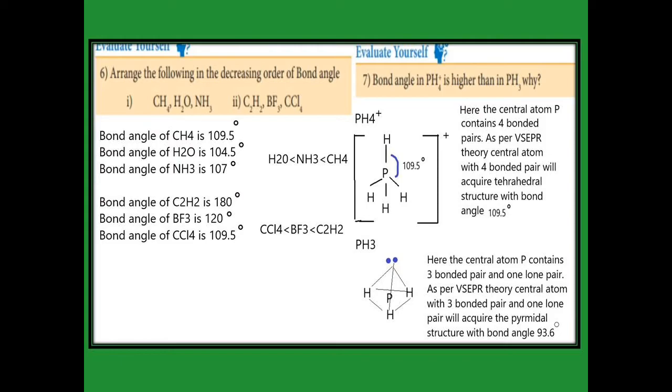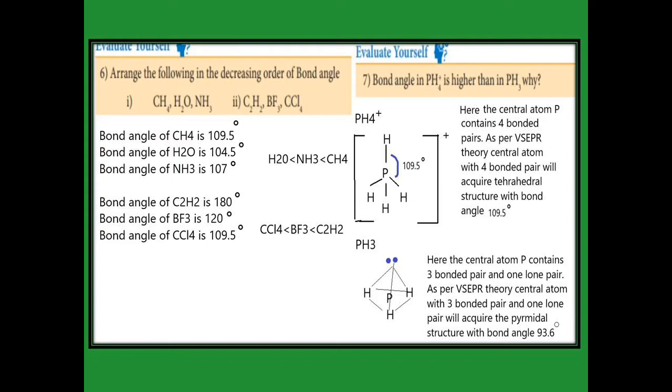Next, evaluate. We have to arrange the molecules based on their bond angle. In methane it is 109.5 degrees, water 104.5 degrees, ammonia 107 degrees. So first methane, then ammonia, then water. In acetylene the bond angle is 180 degrees, boron trifluoride 120 degrees, carbon tetrachloride 109.5 degrees. So the order of greatest is acetylene, then boron trifluoride, then carbon tetrachloride.